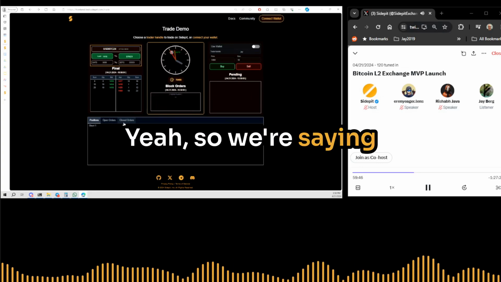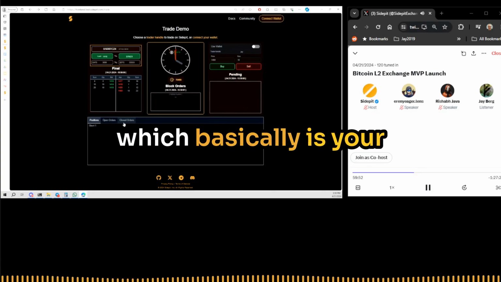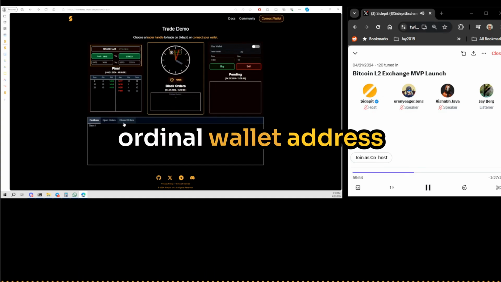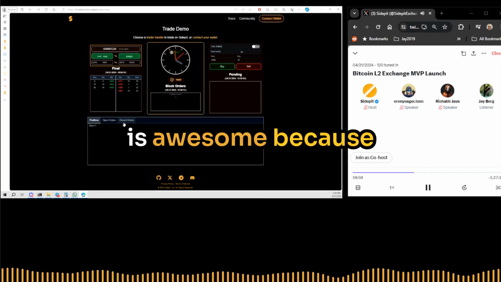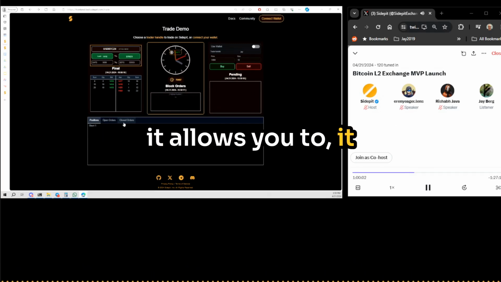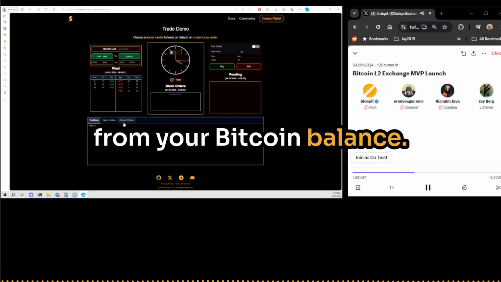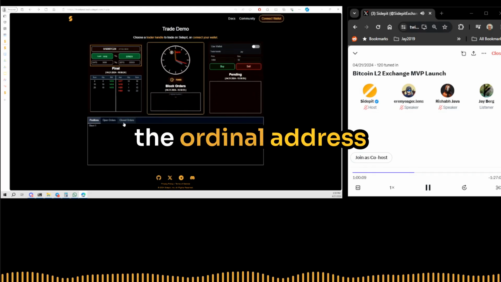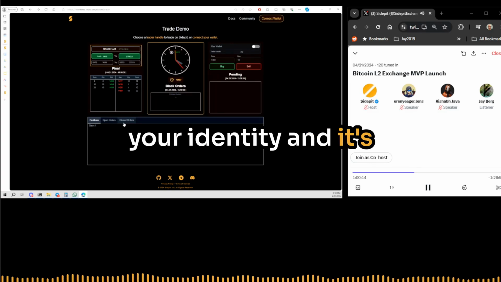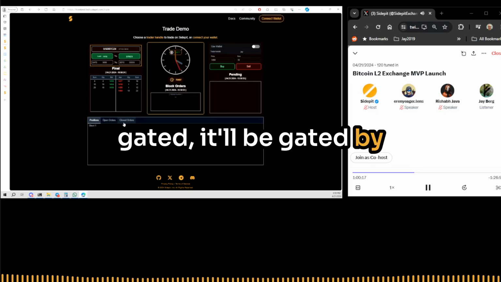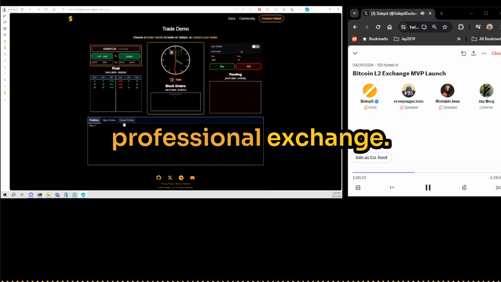So in order to get access to the exchange, you need a trading jacket, which basically is your Ordinal Wallet address. Unisat is awesome because it segregates your Ordinal from your Bitcoin balance. So we use the Ordinal address as your wallet and your identity, and it's gated. It'll be gated by holders of this jacket, so it becomes a private, members only professional exchange.